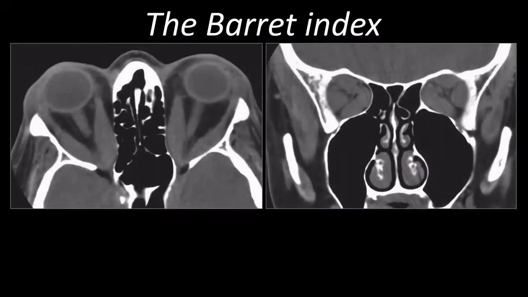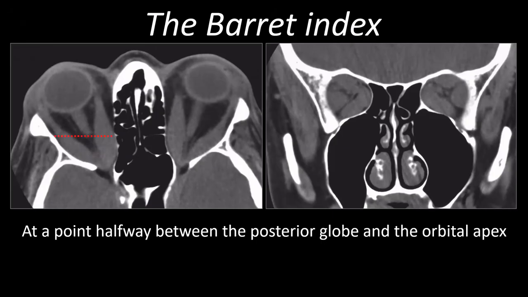Luckily, there is also a quantitative way to give an estimate of the degree of apical crowding, and that is the Barrett index or the Barré index. I do not know how to pronounce it exactly. It doesn't really matter. How do you do it? Well, you look at the coronal image at the extraocular muscles and the orbit, and you do that somewhere at the level halfway between the posterior aspect of the globe and the orbital apex.